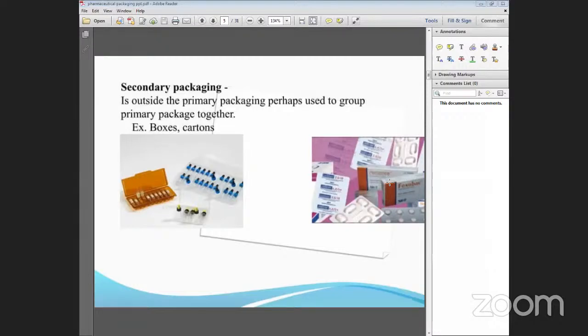Now after the packing of this primary, we need to store them in counts of 10. That means 10 strips are packed in a big packet. You have seen in the medicine shop, it is kept. So this is called secondary packaging. Secondary packaging consists of boxes and cartons.